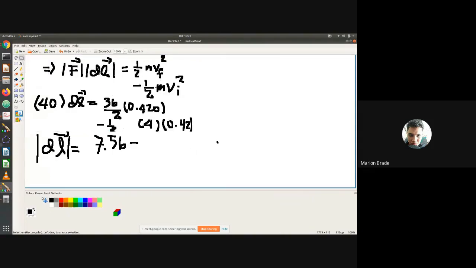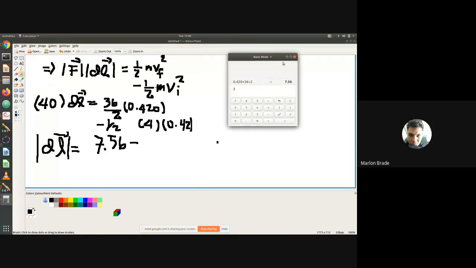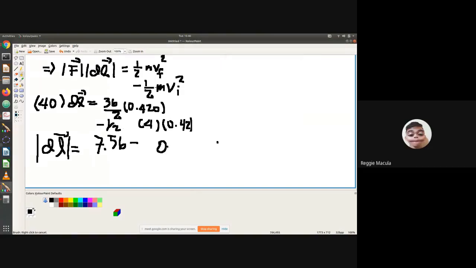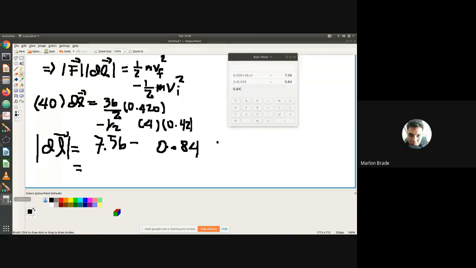So, muna siya. Tarungon sa nakuha, 1/2 na siya. Okay, so this is 1/2. 1/2. So, this is 7.56. Then, this is 1. This is 4. Divide 2. This is 2. Times 0.420. So, this must be 0.84. 0.84. And this is now equal to, the magnitude of dL is actually, correct my answer, 7.56 minus 0.84. Okay? So, 6.72 meters.